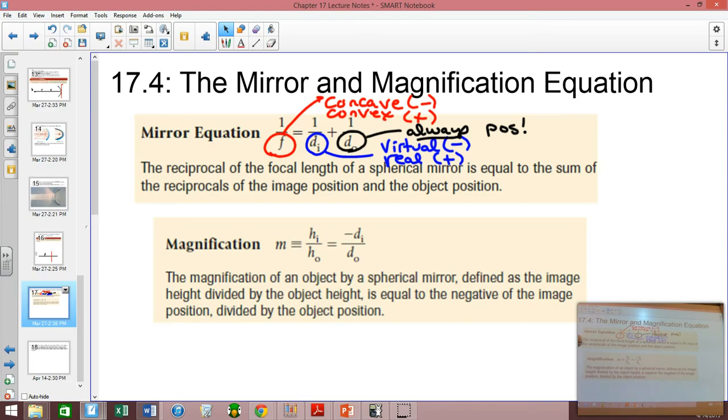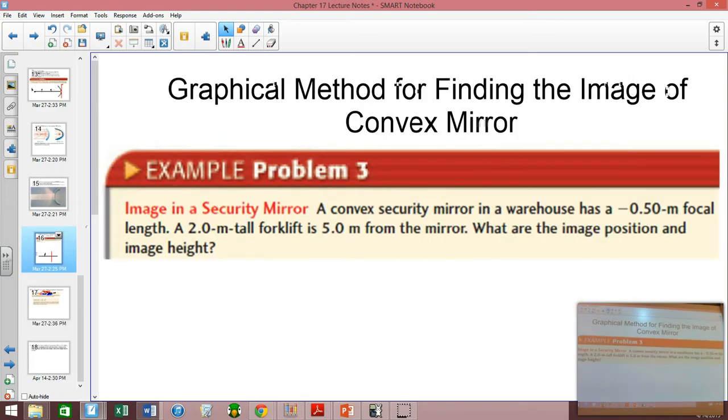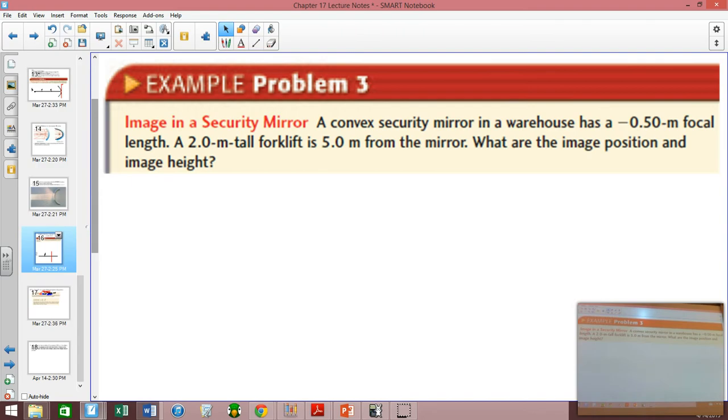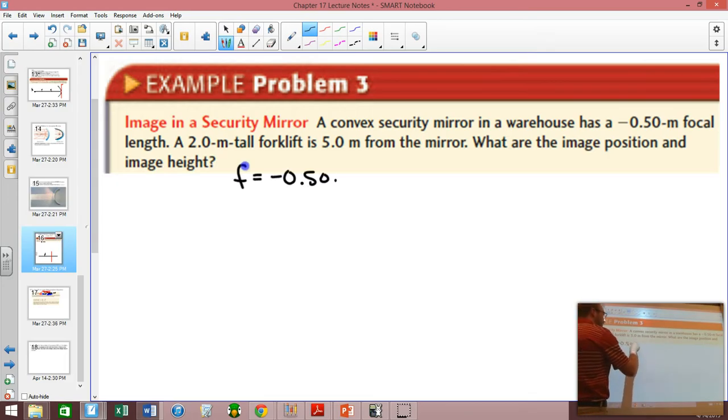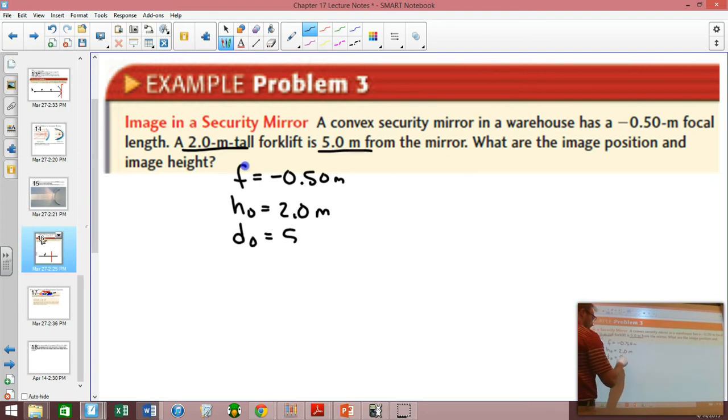It says that an image in a convex security mirror has a focal length of negative 0.5 meters, and a 2-meter tall forklift is 5 meters from the mirror. What are the image position and image height? So what do we have here? The focal length is negative 0.50 meters. The height of my object is 2.0 meters. The distance to my object is 5.0 meters. What's the distance to the image, and what's the height of my image?